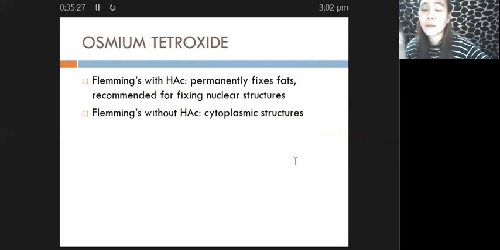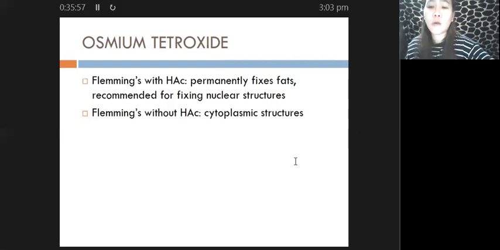The first formulation is your Flemming's with acetic acid. Again, your clue here is that it contains acetic acid. This is recommended for the fixation of your nuclear structures. Your Flemming's with acetic acid is actually considered to be the most common osmium acetic acid solution.